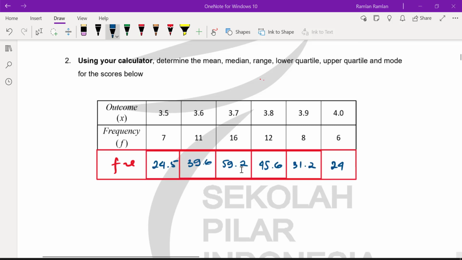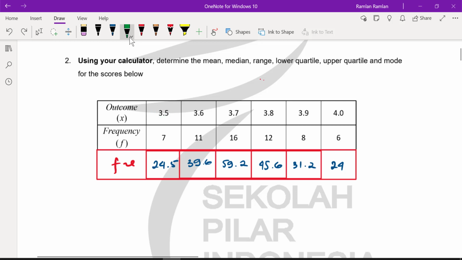Okay, so these are the results of the multiplication. We can see that this 24.5 comes from the multiplication of 3.5 times 7, and this 39.6 comes from 3.6 times 11, and so on. All of them are just multiplications of the frequency and the outcomes.